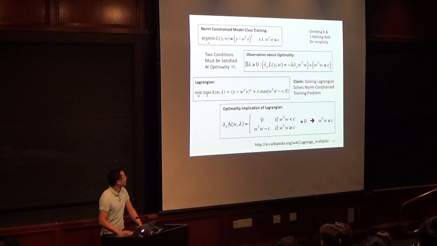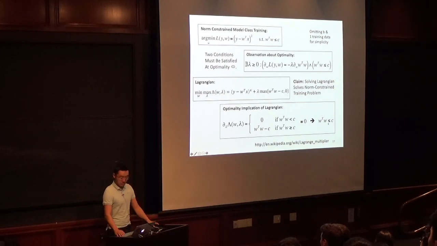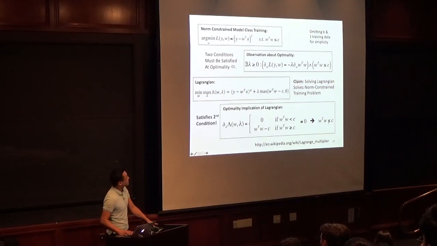We could also take the gradient with respect to lambda, right? The gradient of lambda over here. Well, if W transpose W is less than C, then this term gets zeroed out, so we get 0. If W transpose W is greater than or equal to C, well, this term is just linear in lambda, so the gradient is just this term. Which means that if we set the gradient here equal to 0, it must be the case that W transpose W is less than or equal to C. And this satisfies the second condition, that W transpose W is less than or equal to C.